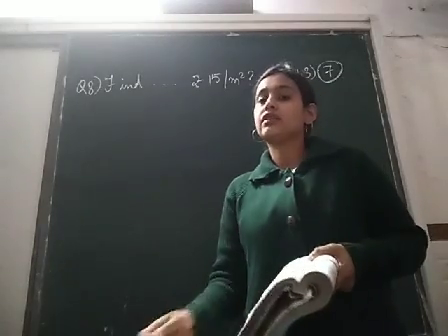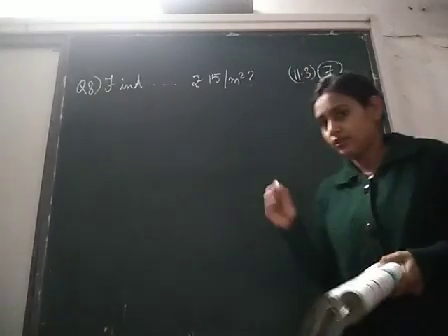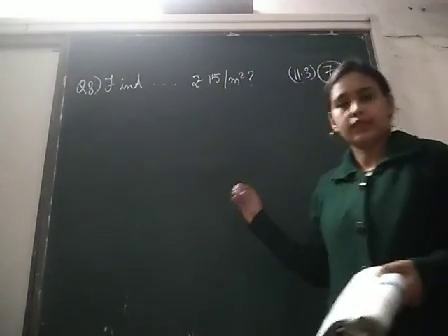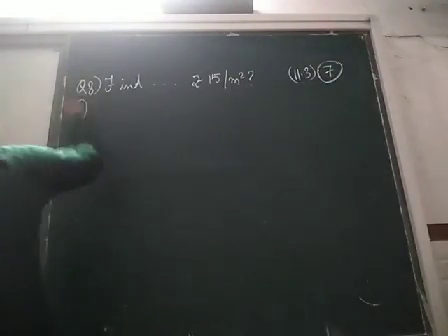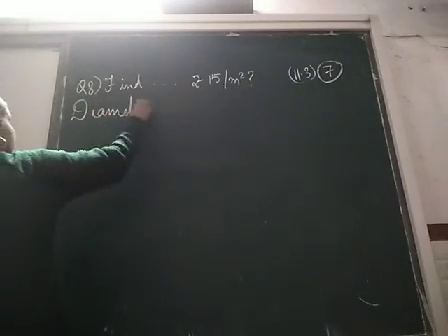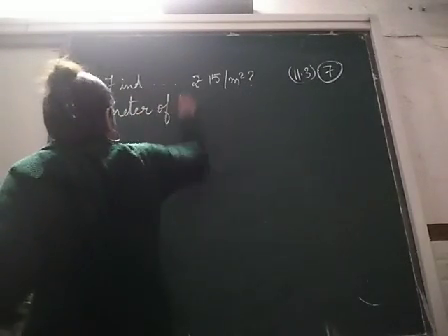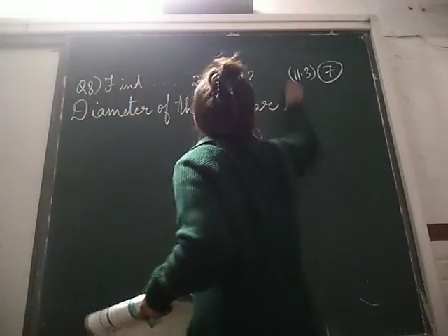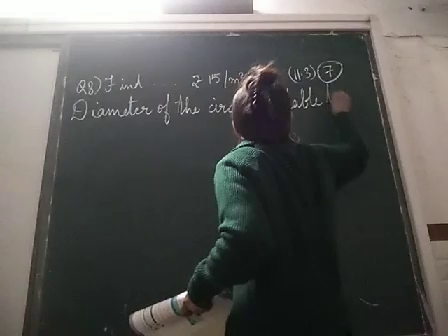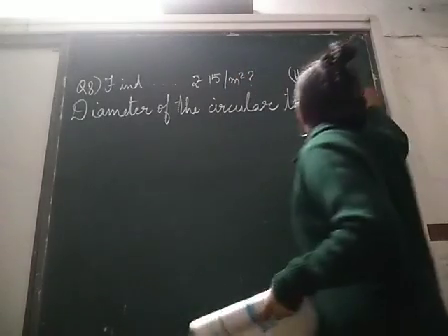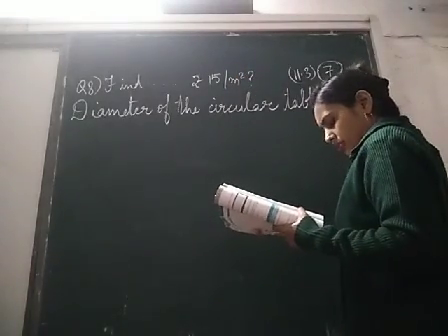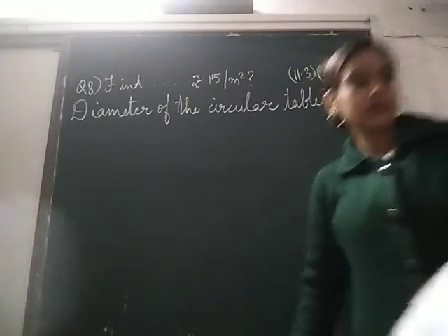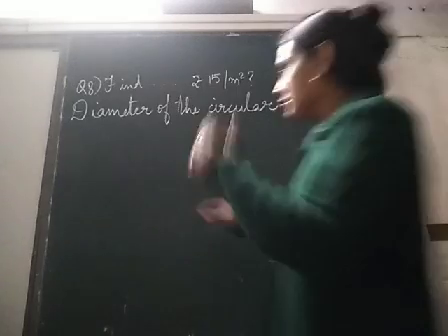So let's start. What is given? Diameter is given, so we are going to start with the diameter. Diameter of the circular tabletop is how much? 1.6 meters. We'll find out the radius from here. Yes, let's find out the radius.